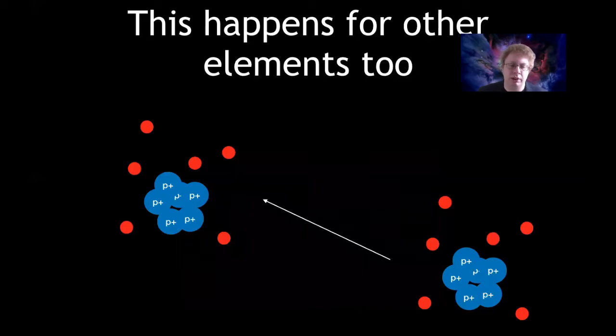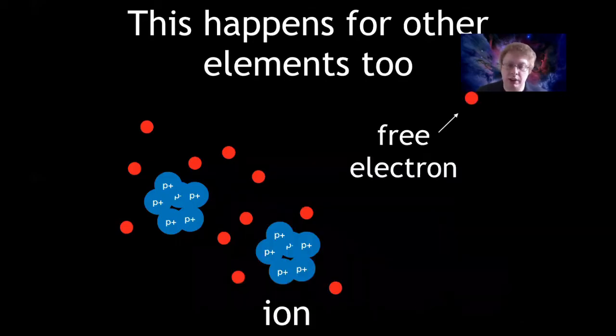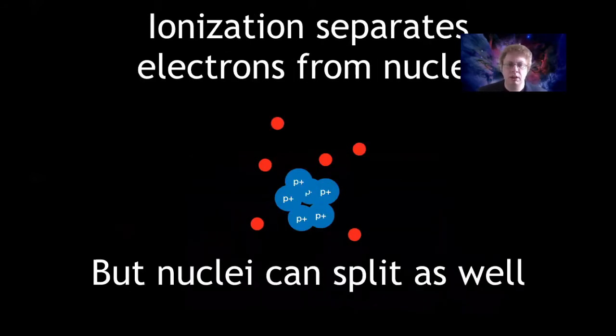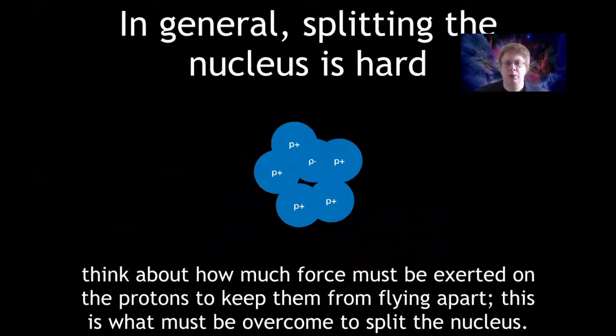So here I'm showing an example of an atom with more protons and more electrons. They crash into each other, and you can lose free electrons in this way and end up with an ion. So ionization describes how electrons can separate from nuclei, breaking up the atomic particles. But what we also want to investigate is, can the nuclei themselves split as well? So in general, the answer is yes, they can, but splitting the nucleus is really hard.